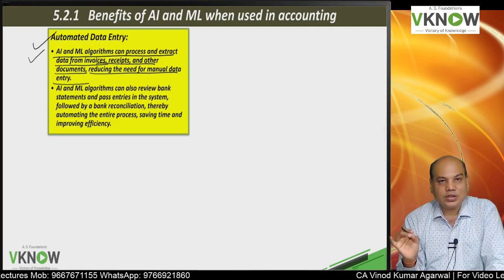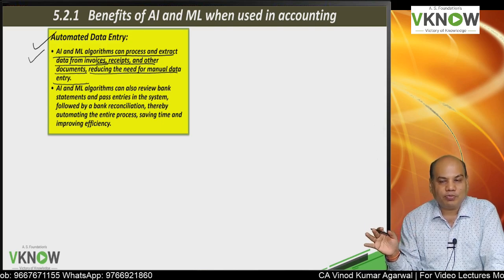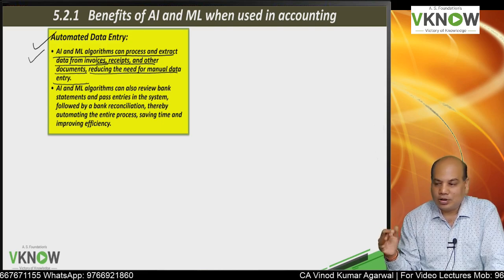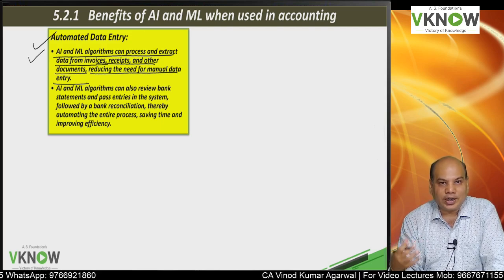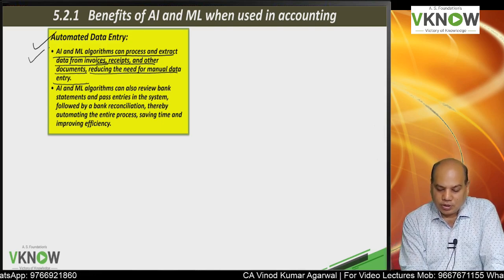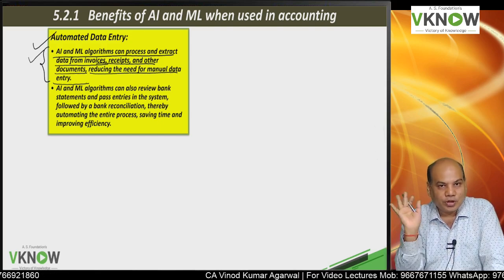They can scan the receipt and they will do the data entry. So we used to hire 10 people for data entry in the offices. Now that is not required. The machine learning will identify, and if you scan the invoice, it will directly do the accounting.